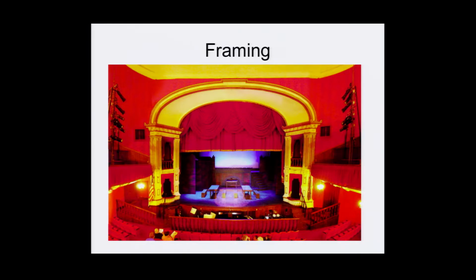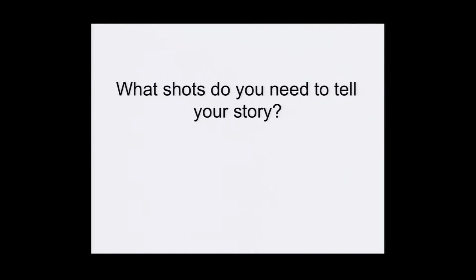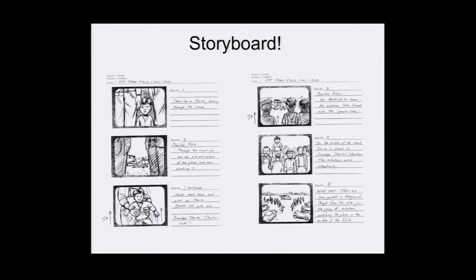All right, so back to the proscenium. I just wanted to say a little bit about framing. What shots do you actually need to tell your story? Well, the way you figure that out is exactly the way you do it with animation or anything else. You do a storyboard. And this is a storyboard I did a few years ago for a narrative scene. But you'll see it contains a lot of the things that we've talked about in this class.